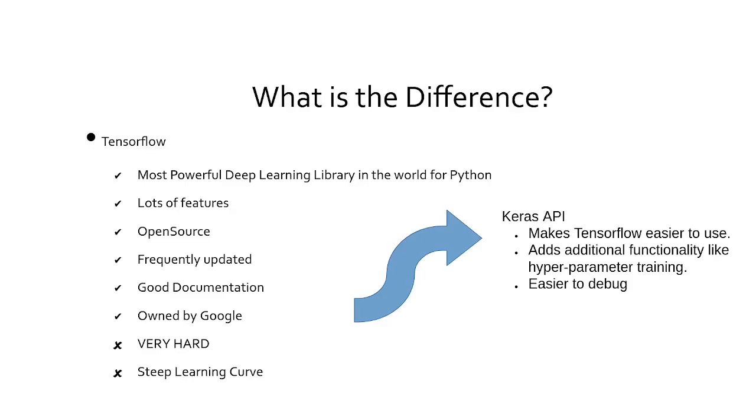It has lots of features, it's open source, owned by Google, good documentation. But TensorFlow on its own is extremely difficult and has a steep learning curve. But that's where Keras makes it easy. Keras is an API that's put on top of TensorFlow to allow you to use only a few lines of code to have a powerful AI at your fingertips.